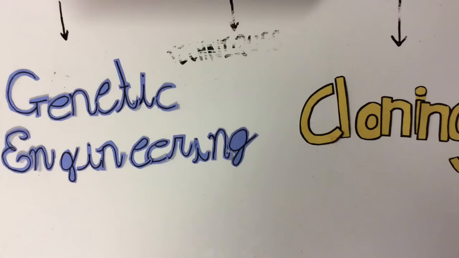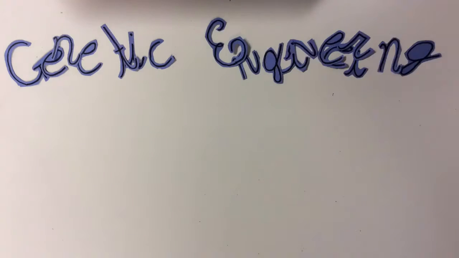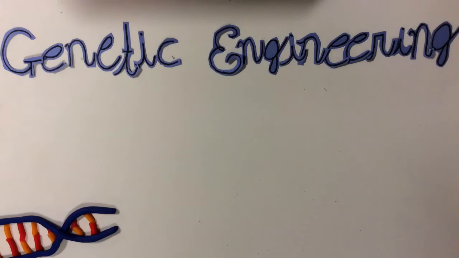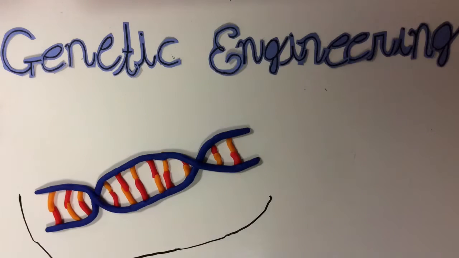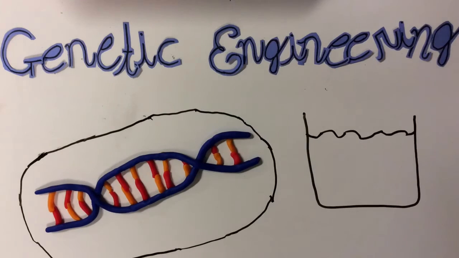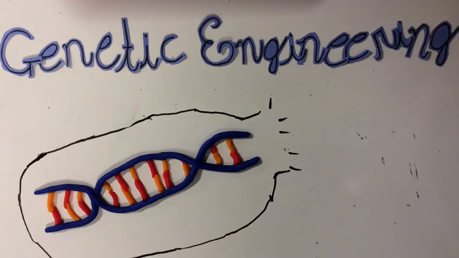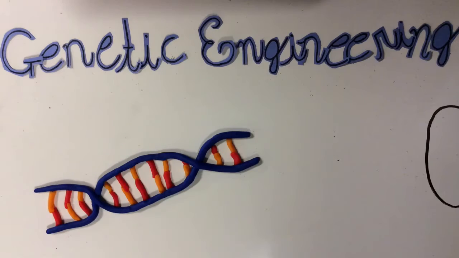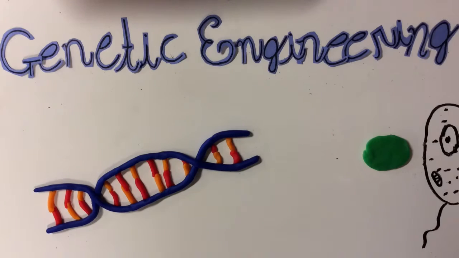Let's start with the genetic engineering. Genetic engineering is the deliberate modification of the characteristics of an organism by manipulating its genetic material. Genetic engineers first start with the cell. In order to use the DNA inside, they have to free it. They take detergent and it pulls apart the lipids and proteins that make up the membrane surrounding the cell and nucleus.